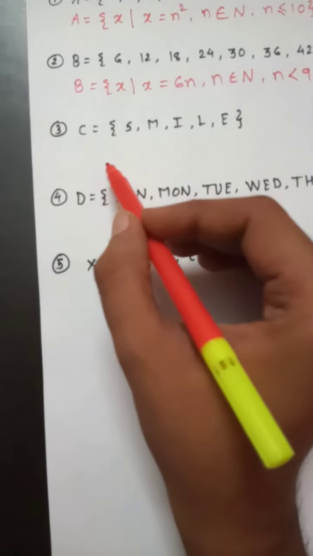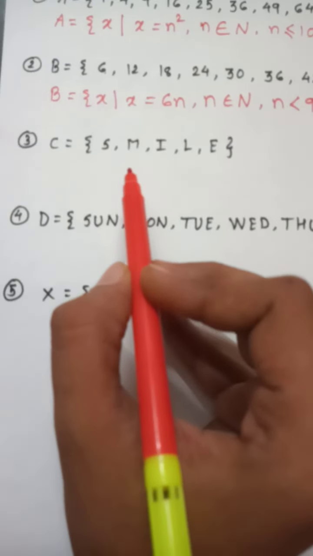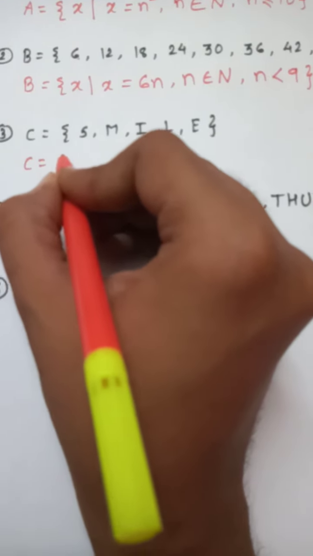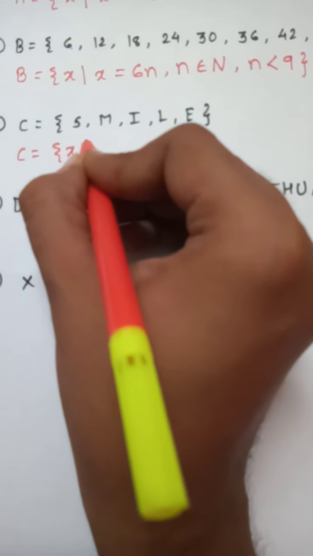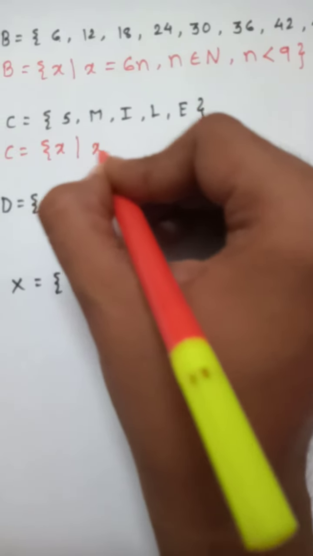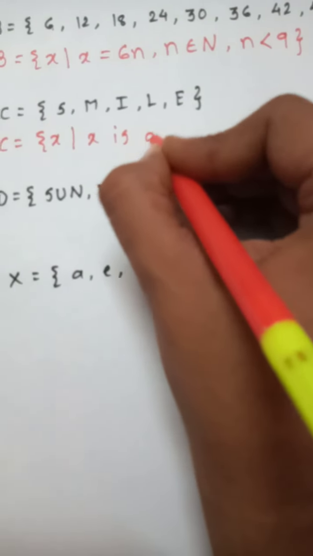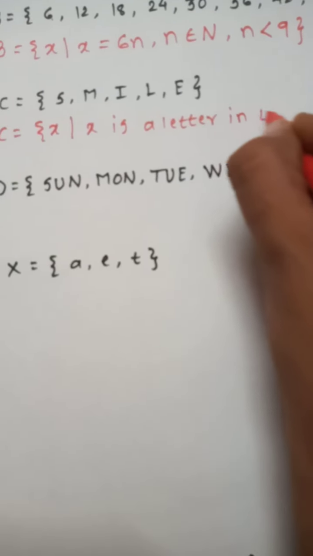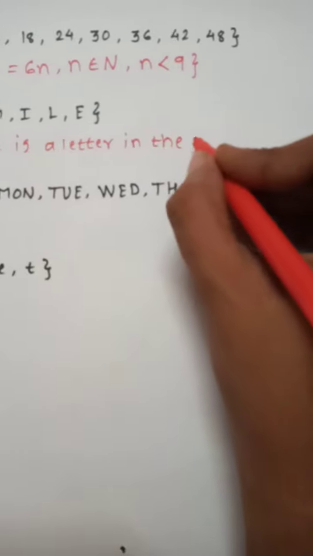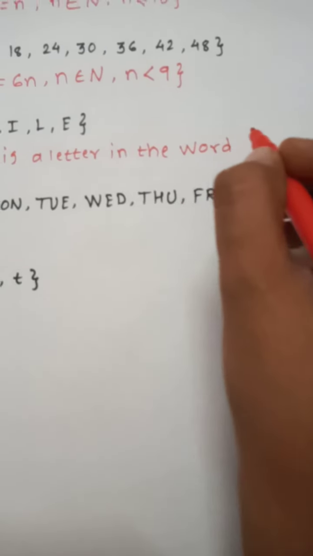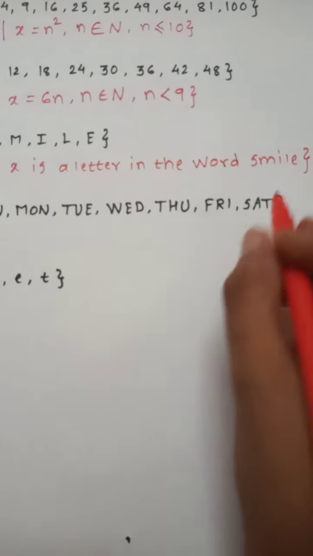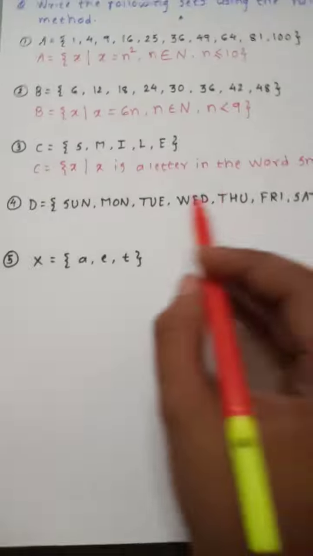Moving further to the next example, set C is given as SMILE, the word smile. So we can write this as C is set of all x such that x is a letter in the word smile. Don't forget to complete the curly bracket when we finish the answer.